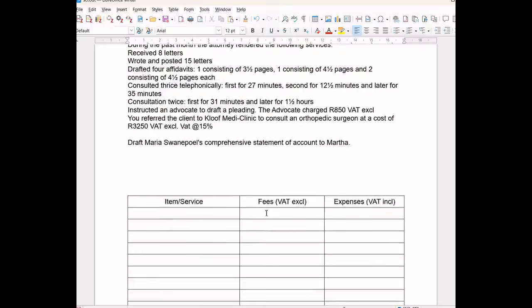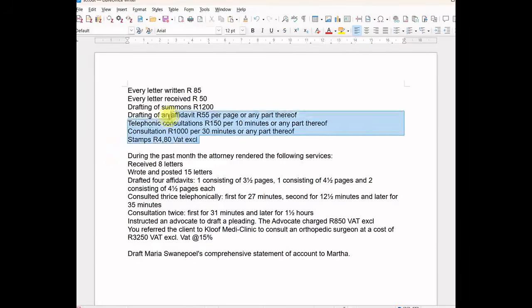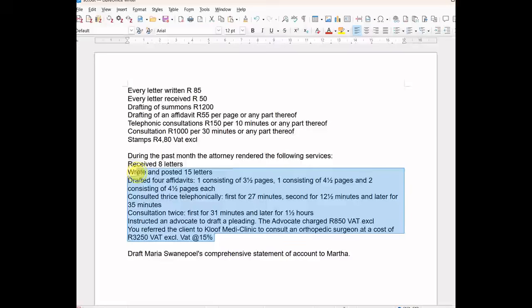As long as it's looking neat, you can do a chart or anything along those lines. At the top here, these are the fees that we charge for the services we render, and this section here are the services that we rendered. So let's start with the first one.